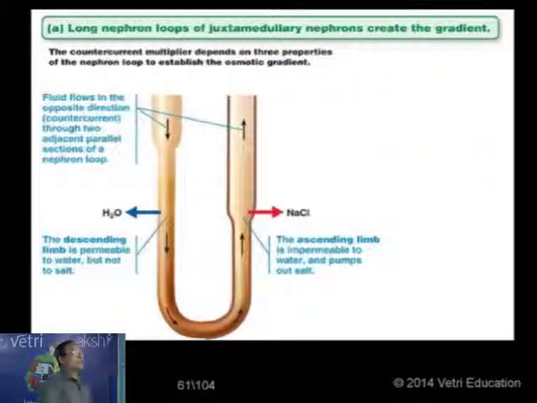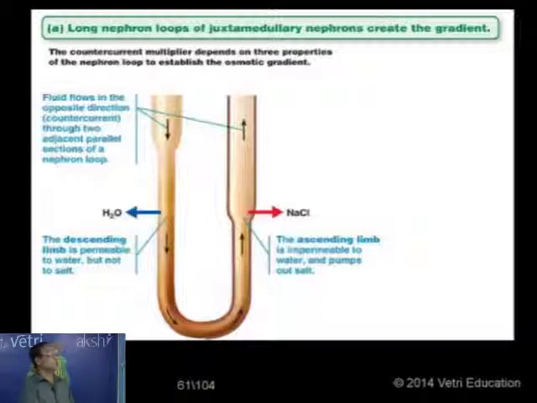Now here is a picture showing that. The long nephron loops, as in juxtamedullary nephrons, or even in cortical nephrons, also have this counter current mechanism. The fluid flows in the opposite direction, and that is called the counter current mechanism, through the adjacent parallel sections of a nephron. This is one part of the nephron, this is another part, this is the descending limb and this one is the ascending limb. Water is permeable in the descending limb and sodium chloride is permeable in the ascending limb.